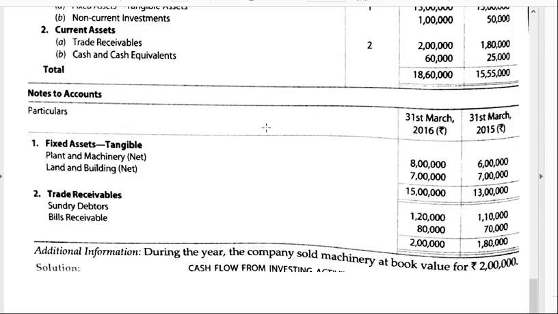We have the additional information that during the year the company sold machinery at book value for rupees 2 lakhs. So we are given the plant and machinery opening and closing balance, and we are given the information that some part of the machinery is sold. The machinery is being sold at book value. That means there is no profit, no loss. Clear? So let's start by preparing the machinery account.